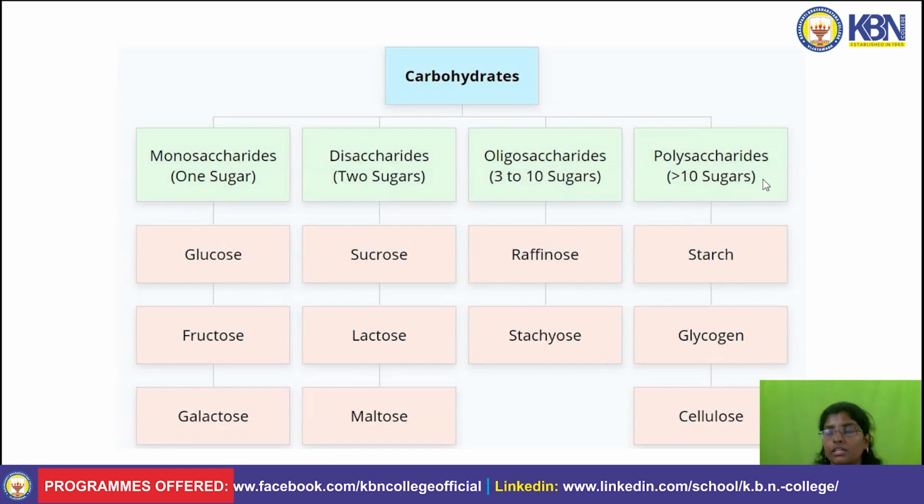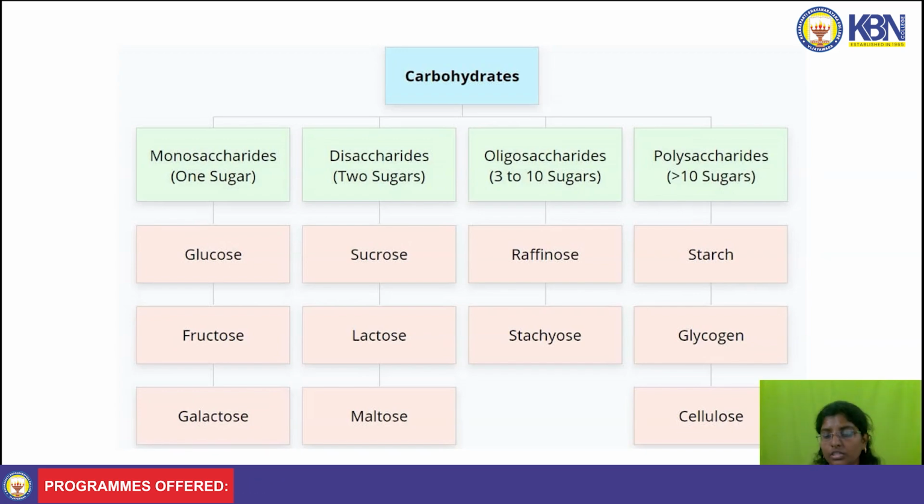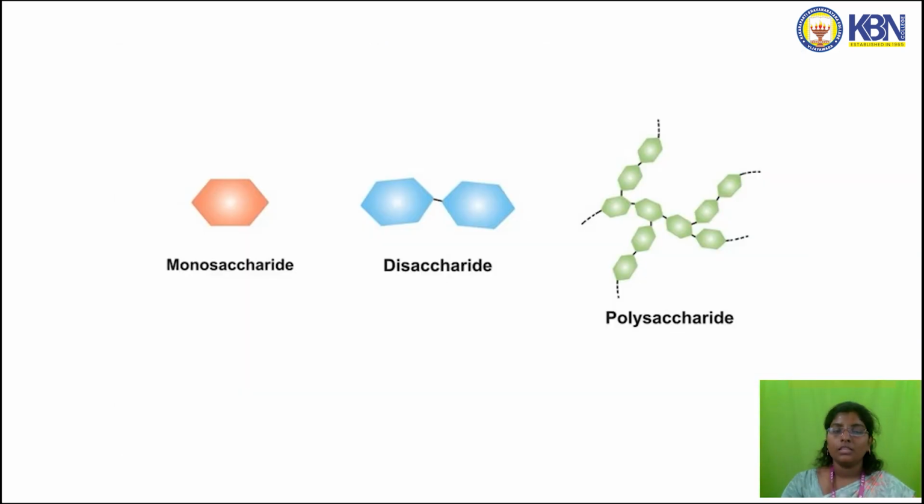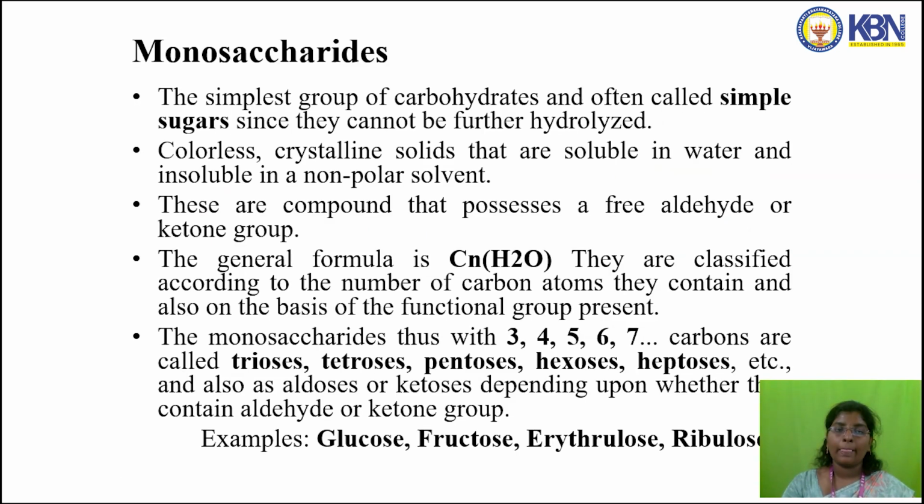Polysaccharides contain more than 10 sugar components. The examples are starch, glycogen and cellulose. This is the structure of the carbohydrate. This is the monosaccharide, this is the disaccharide, two sugar molecules. This is the polysaccharide, more than 10 is called a polysaccharide.